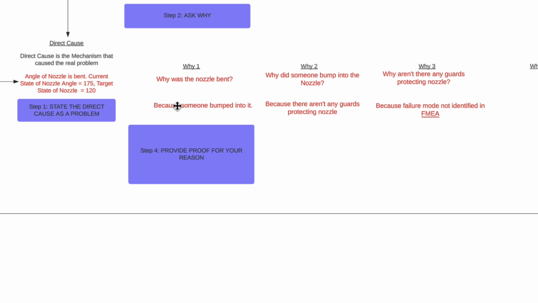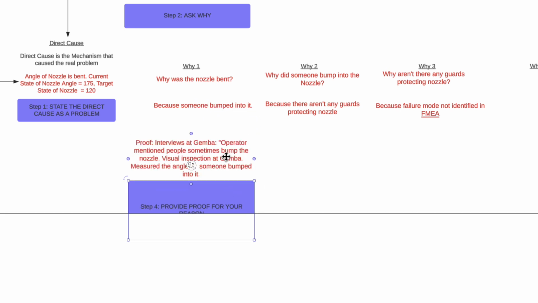Why was the nozzle bent? Because someone bumped into it. I mean, maybe you got that through interviews, right? You interviewed the operator and the operator said, yeah, the people bump into that thing all the time. Then you go for the next why, and you're answering that because.